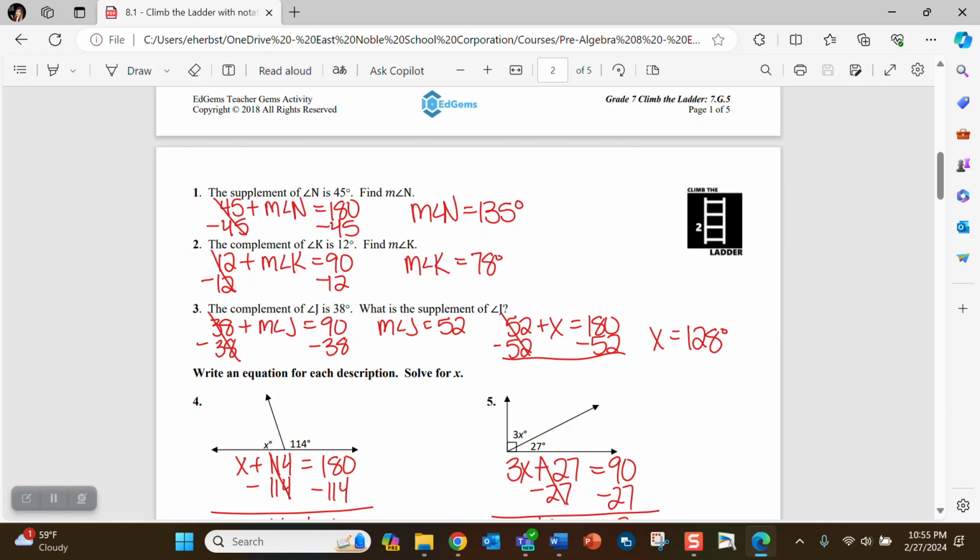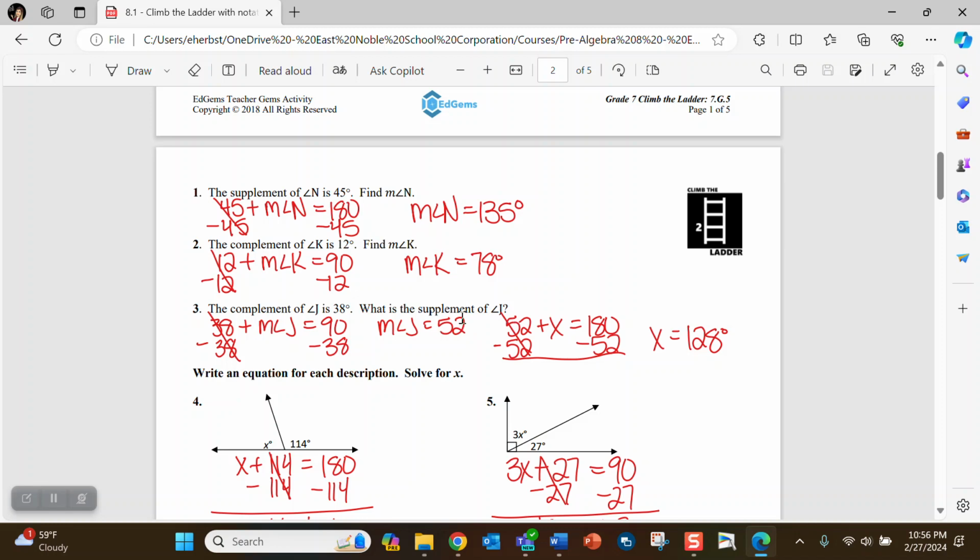First, we're told that the complement of j is 38. So we're going to do exactly what we did in problem number 2. 38 plus the measure of angle j equals 90, subtracting 38 from both sides, and you can see here in the middle we get that the measure of angle j is 52, but that's not what we were asked to find. If you go ahead and read the next question, it says, what is the supplement of j?